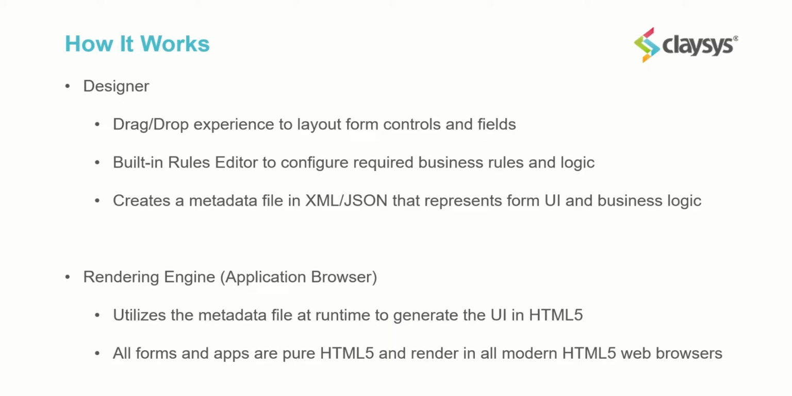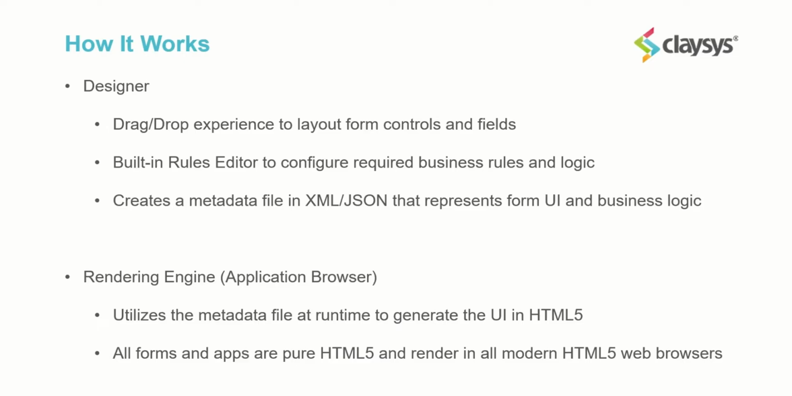Once the form is created and saved, the designer will generate a metadata file that's in an XML JSON format that represents the UI and contains any embedded business logic that you might have defined. The second component that's used by AppForms is the rendering engine, which is basically an application browser. And the rendering engine will take that metadata file for your form and at runtime will generate the UI within an HTML5 format. Any and all forms and apps that are created from AppForms are pure HTML5 and will render in any and all modern HTML5 web browsers.